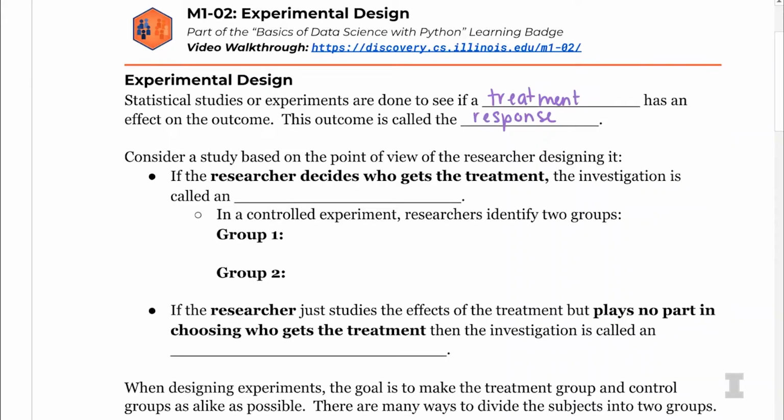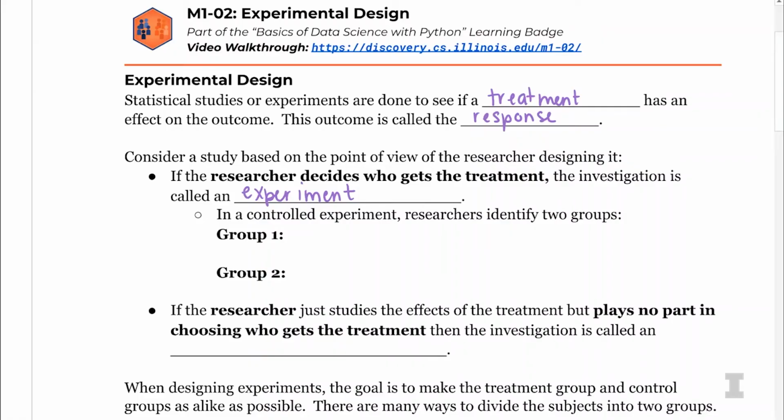So, we're going to consider studies based on the point of view of the researcher designing them. And if the researcher decides who goes into each group, then the investigation is called an experiment. There are two groups in all experiments, and they are called the treatment group and the control group. The researchers are going to decide who gets the treatment, those people go in the treatment group, and who doesn't, those people go in the control group.